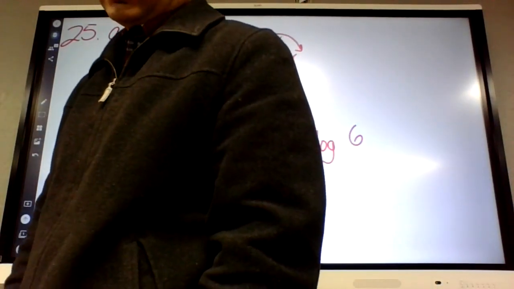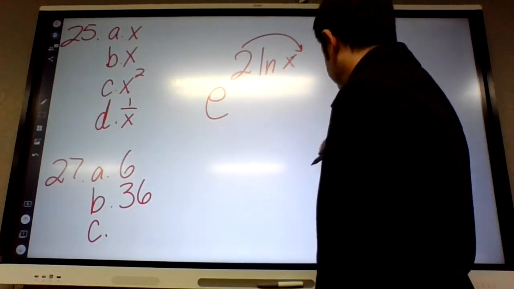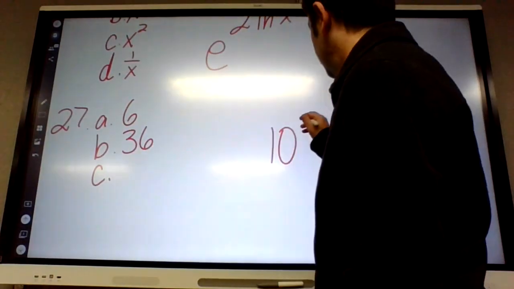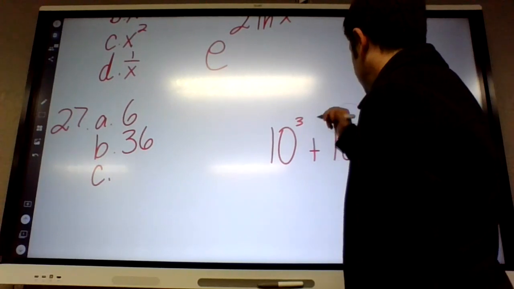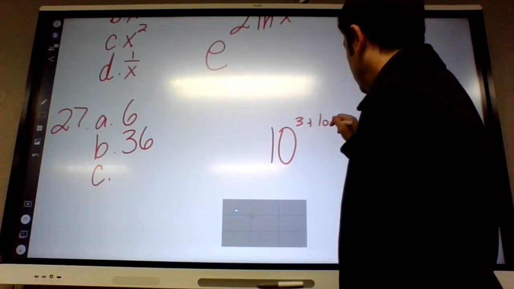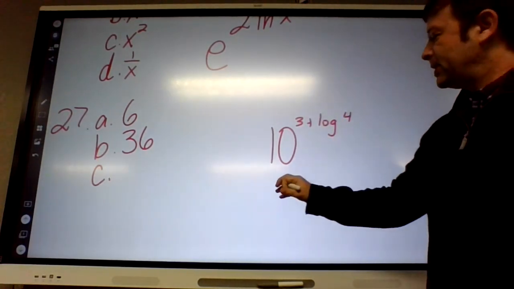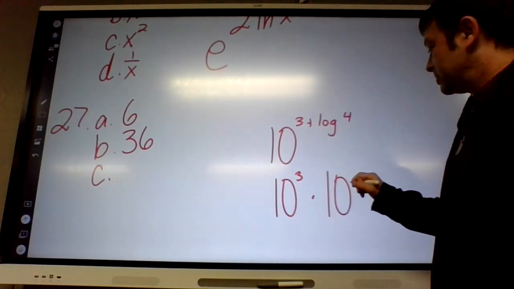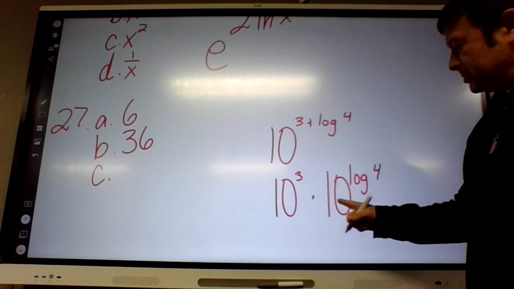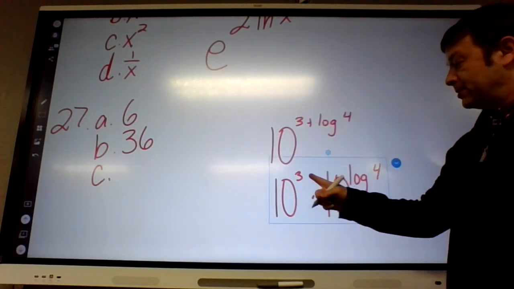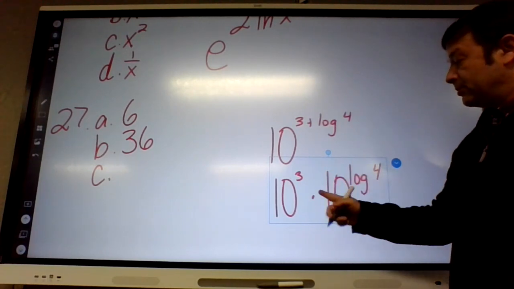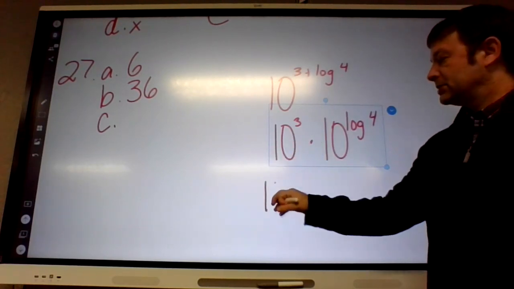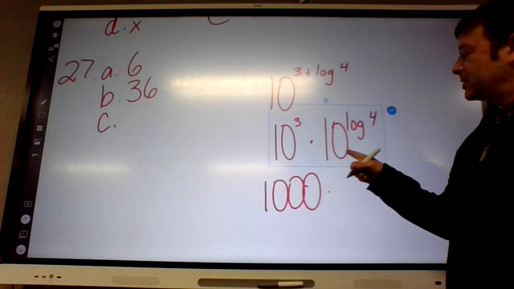On C, I'm going to write this one down. 10 to the third plus log of 4. Okay, well, you can kind of separate these. This is the same thing as 10 to the third times 10 to the log of 4. Because remember, when you multiply the same base, you add their exponents. What is 10 to the third? 1,000.